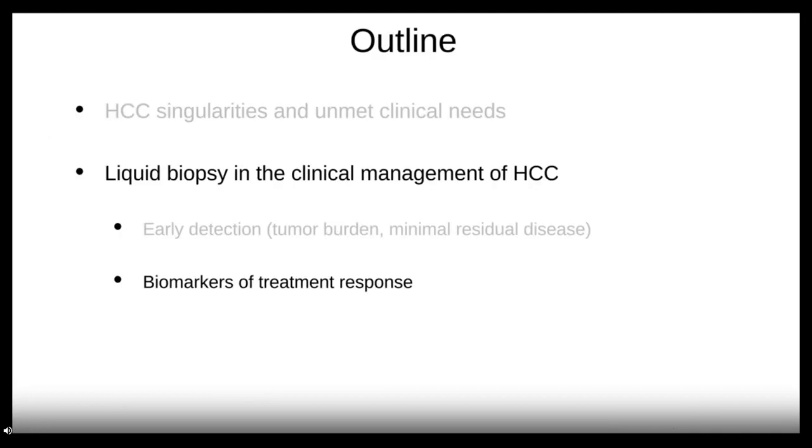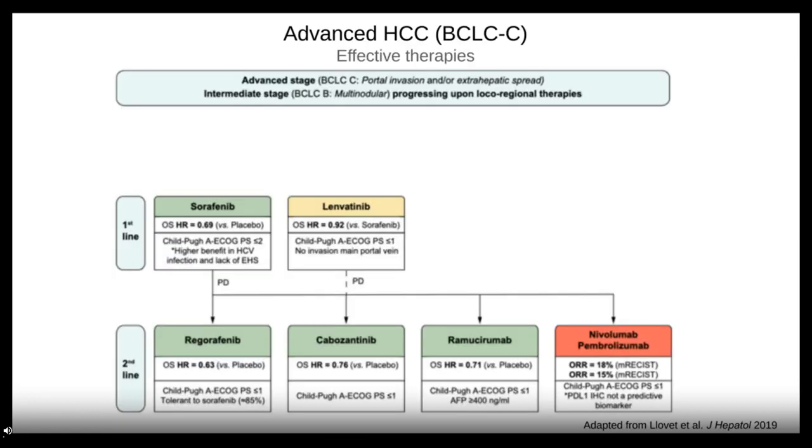In addition to early detection, the second clinical niche that I think has the most future in terms of biomarker development is biomarkers of treatment response in patients with advanced stage HCC. Here you have a summary of the current approach for the management of patients with advanced HCC. The combination of atezo-bev that I mentioned before is the first line. Then there are sorafenib and lenvatinib, which were previously the first line and are now considered either second line or first line for patients who cannot receive atezolizumab plus bevacizumab.